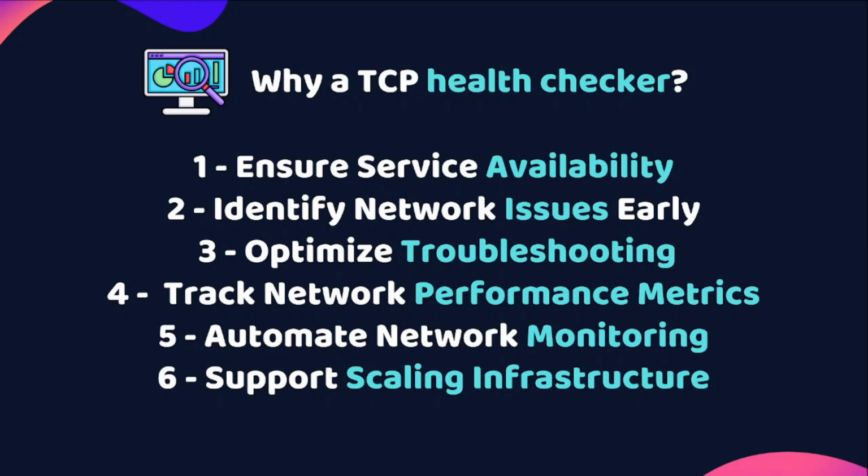Number four, track network performance metrics. Measuring packet loss, latency, and response times provides key data to analyze the network's health. This helps optimize both speed and reliability. Number five, automate monitoring. You can automate the monitoring of critical infrastructure. This reduces the need for manual checks and alerts you immediately when something goes wrong.